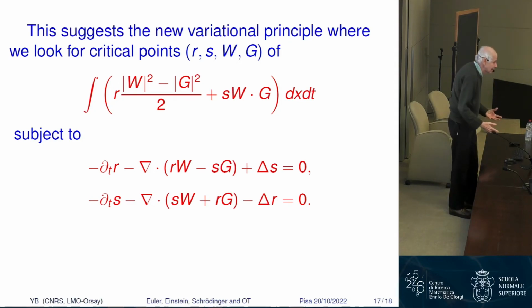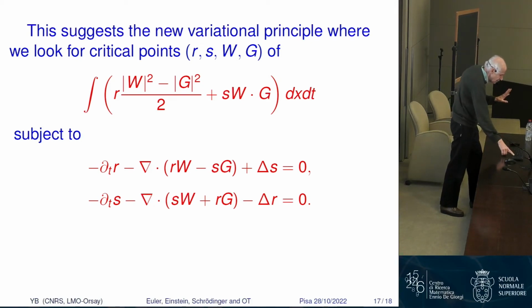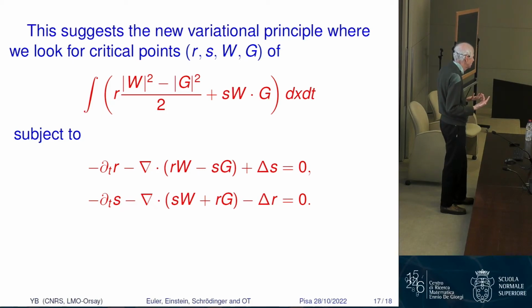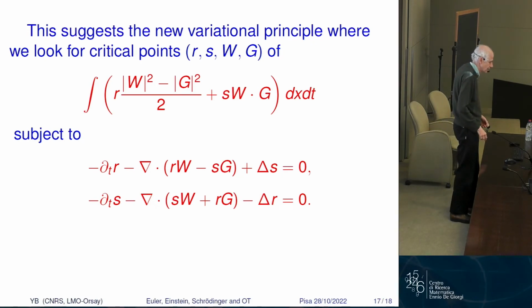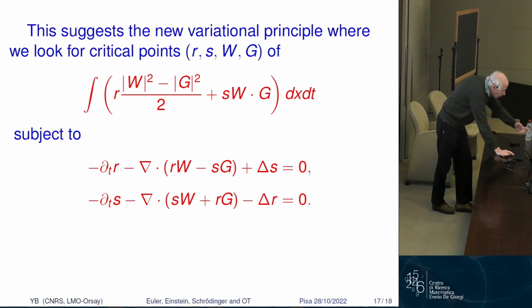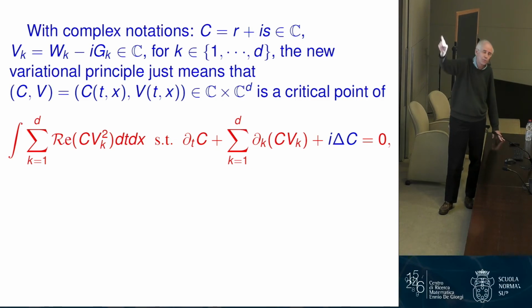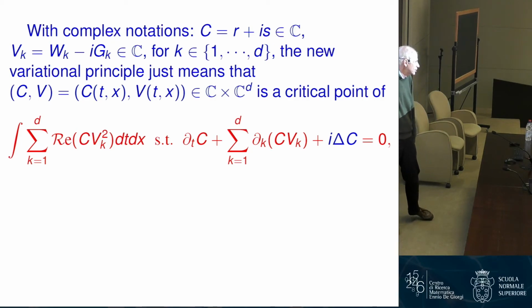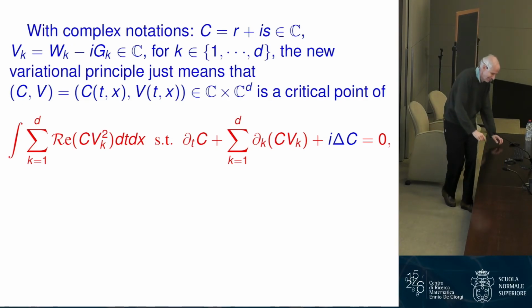Okay, so now I claim that in some sense I have a possible formulation for the Schrödinger equation, because at this point it's just a guess. You can check that you can recover the Schrödinger equation this way. So you work out this variational principle, and then you will get back to the Schrödinger equation. And of course, in complex notation, if I restore complex notation by using C to be R plus iS, and V to be W minus iG, I recover exactly the variational principle I started with some slides ago.